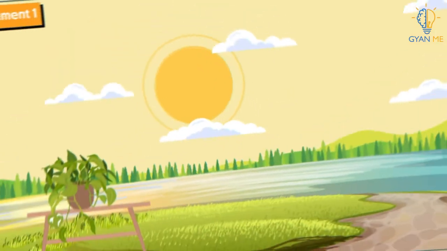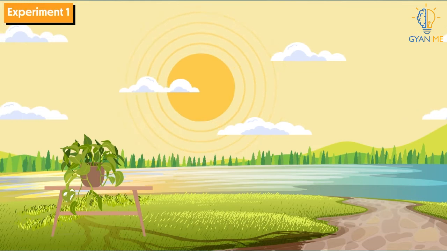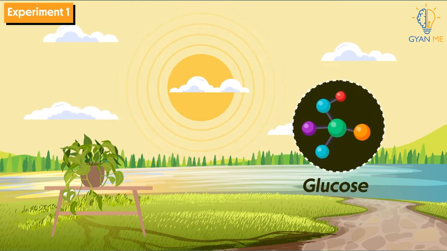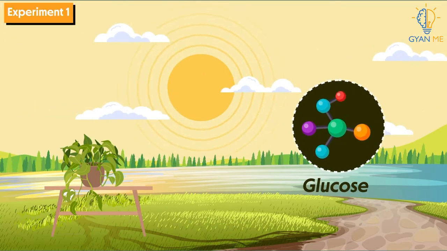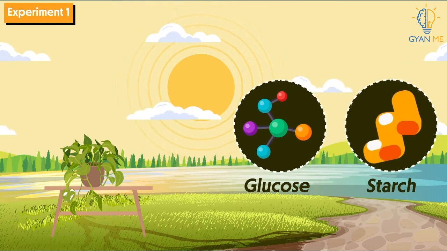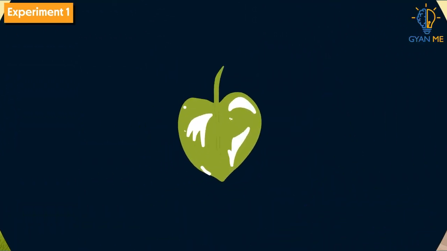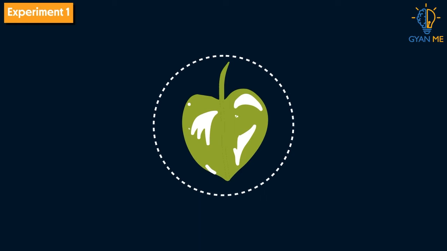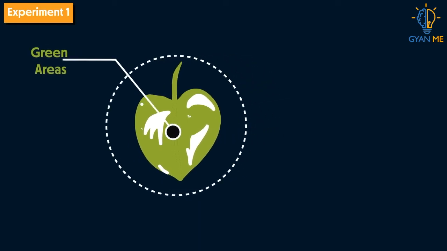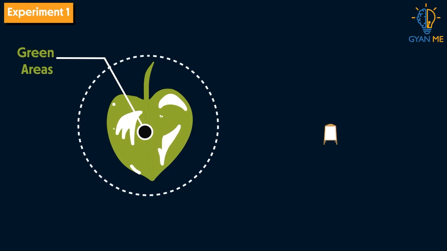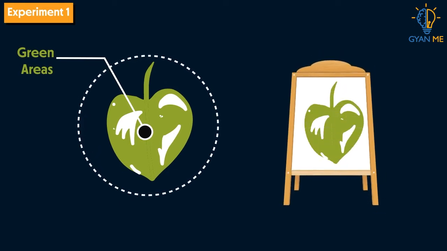Now, let's keep the plant in the sunlight for about 6 hours so that leaves can prepare glucose and convert the excess glucose into starch. Now, let's pluck a leaf from the plant. Do you see some green areas on the leaf? Let's mark the green areas on it and trace them on a sheet of paper.